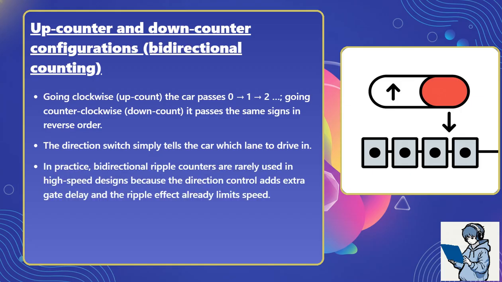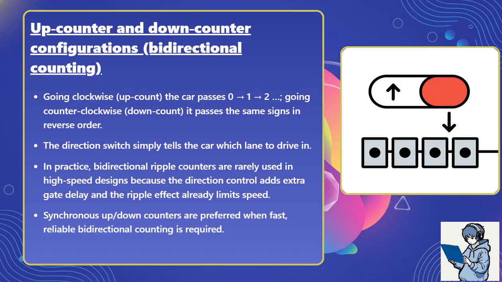In practice, bidirectional ripple counters are rarely used in high-speed designs because the direction control adds extra gate delay, and the ripple effect already limits speed. Synchronous up-down counters are preferred when fast, reliable bidirectional counting is required.